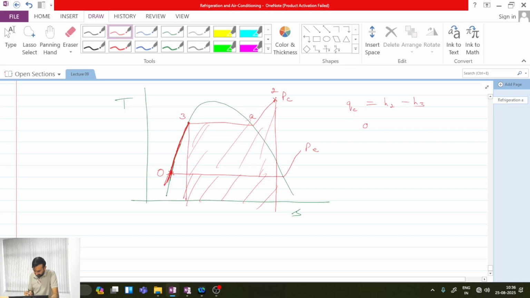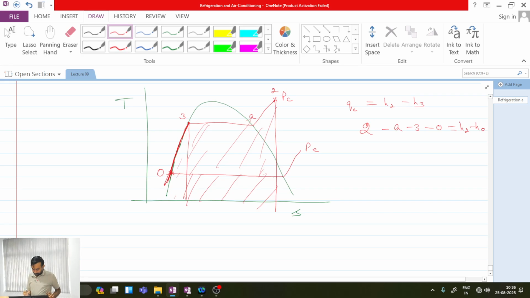If I take the entire area from 2A30, it will be representing nothing but H2 minus H0. Okay, what will be H2 minus H0? Entire area. It will be including this area as well. All are clear with this point?